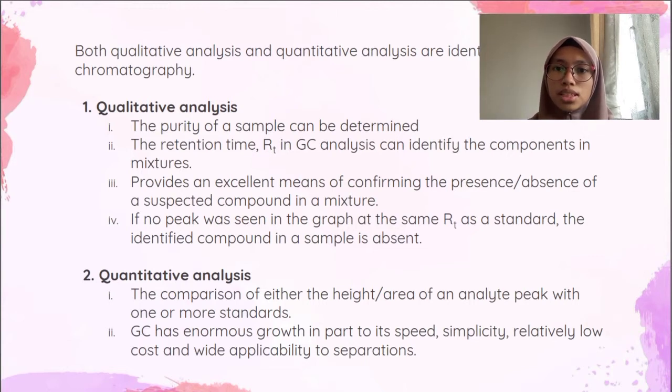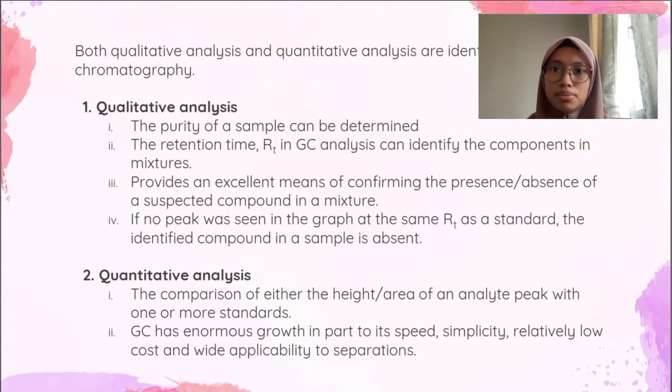In qualitative analysis, the purity of the sample can be determined. Then the retention time, RT, in GC analysis can identify the components in mixtures. It provides an excellent means of confirming the presence or absence of a suspected compound in the mixture. If no peak is seen in the graph at the same RT as the standard, the identified compound in a sample is absent. Quantitative analysis is the comparison of either the height or area of an analyte peak with one or more standards. GC has enormous growth in part due to its speed, simplicity, relatively low cost, and wide applicability to separations.